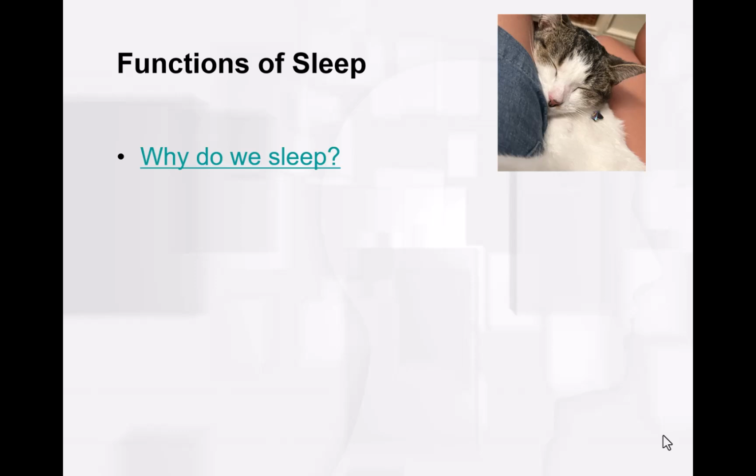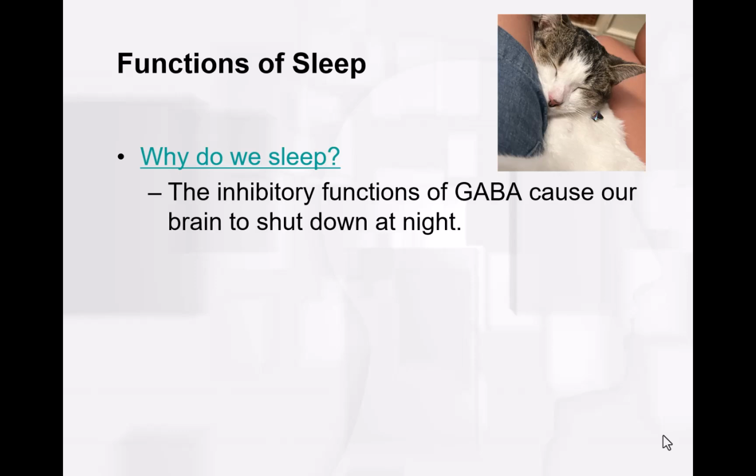So think back to what we've covered in previous videos. What is the biological cause of sleep? What allows us to go to sleep at night? We have all those things that keep us awake during the day and arouse us. Do you remember what that neurotransmitter was? GABA. So it's the inhibitory functions of GABA that cause our brain to shut down at night.